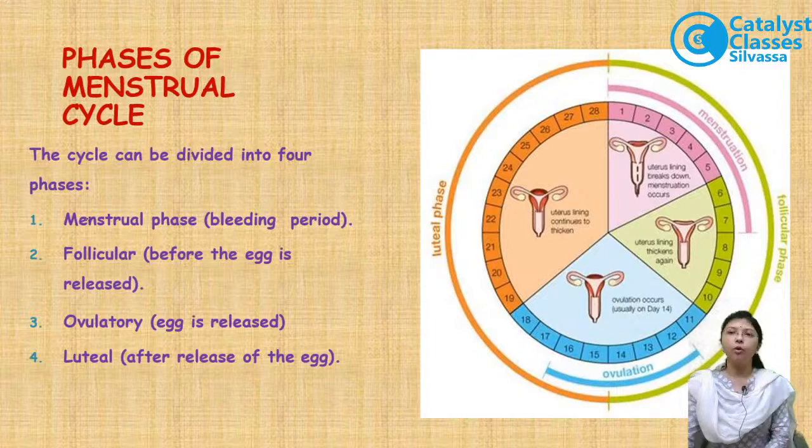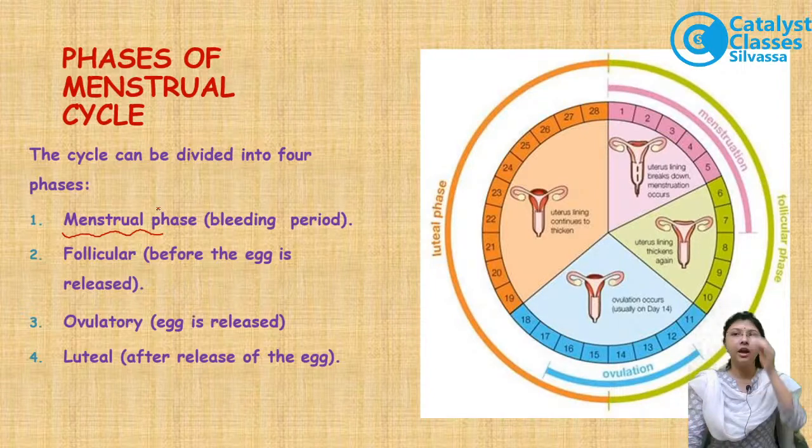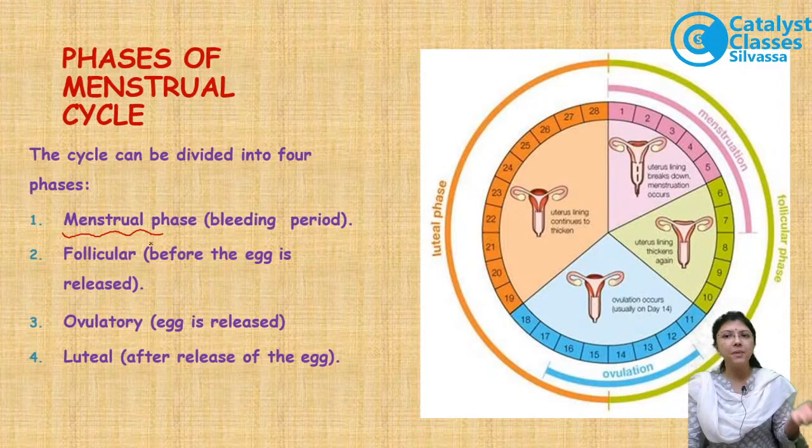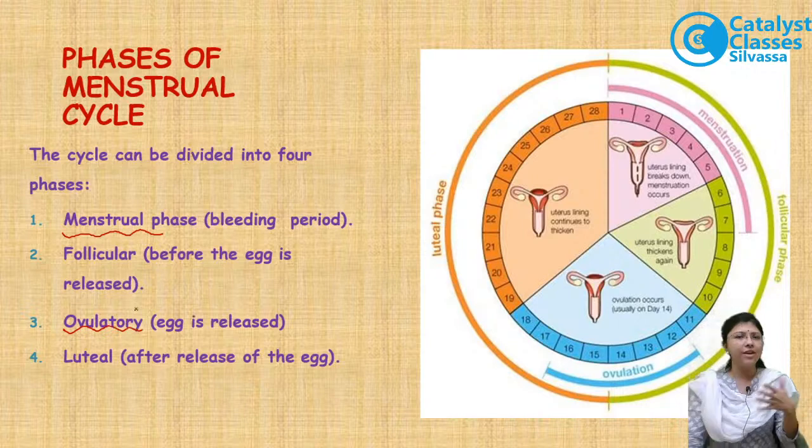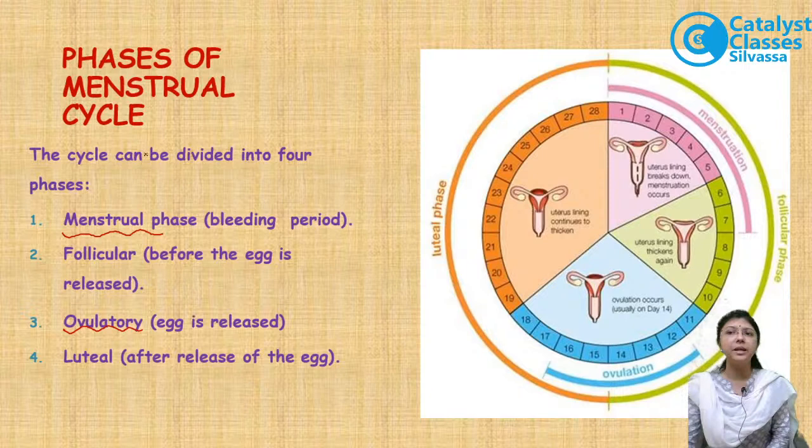According to your textbook, it will be 3 phases. Okay, 1 day in between is considered as the ovulation day, but in many books you will find that the ovulatory phase is also written, the day when ovulation is taking place. So here I have written that the menstrual cycle can be divided into how many phases? 4 phases. And which are those 4 phases? Menstrual phase, follicular phase, ovulatory phase and the luteal phase.